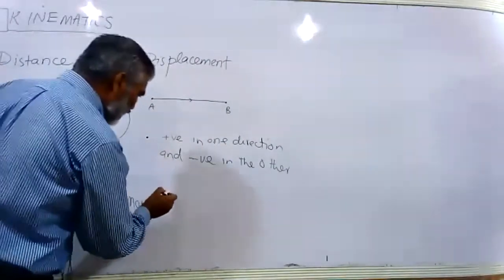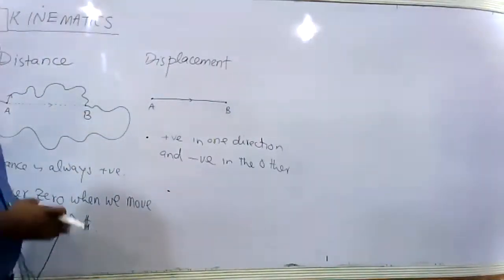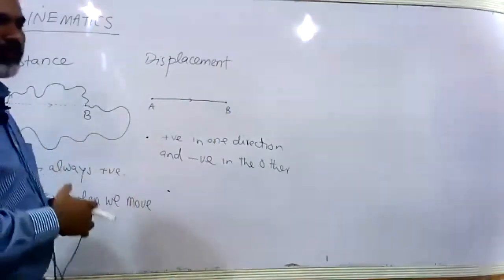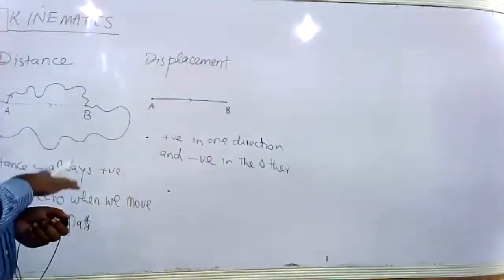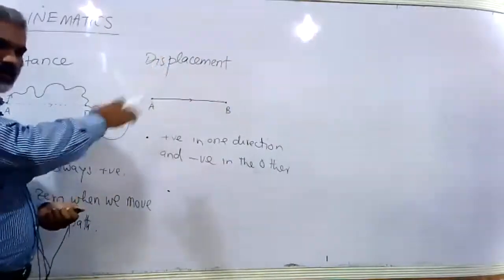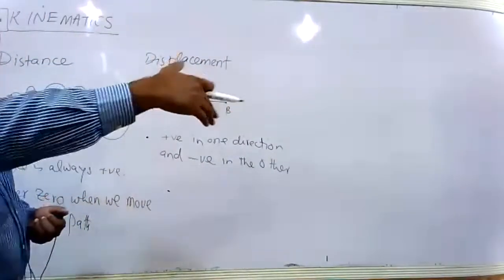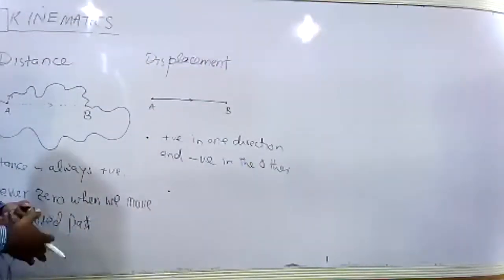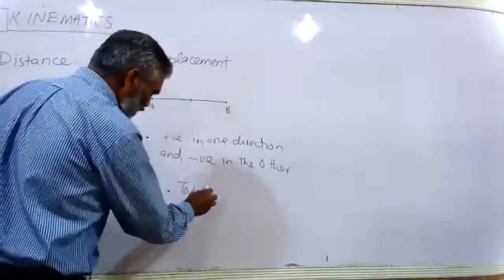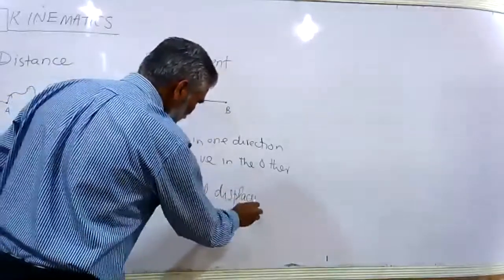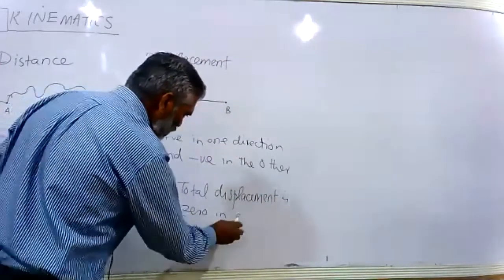But if you have gone all places and you come back to your initial point, your displacement is zero, because for each positive displacement, there must be a negative displacement, which is equal and opposite to the displacement in the other direction. So in one direction, it is positive. In the opposite direction, it is negative. So for each positive displacement, there is a negative displacement of equal magnitude. So the total displacement in a closed path is always zero.